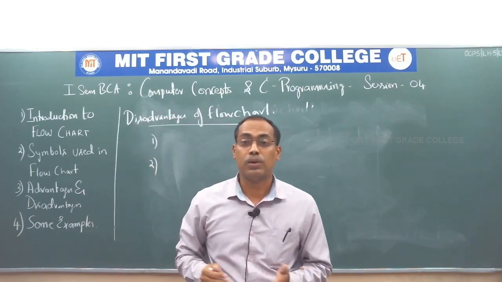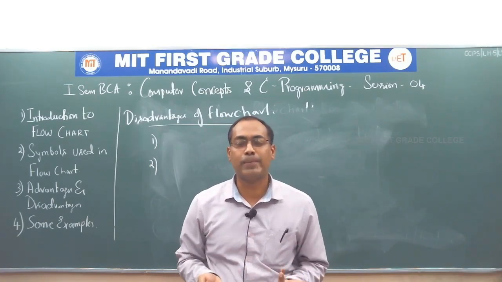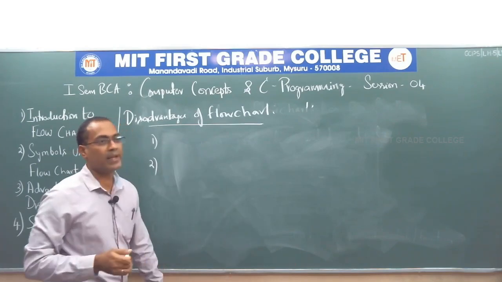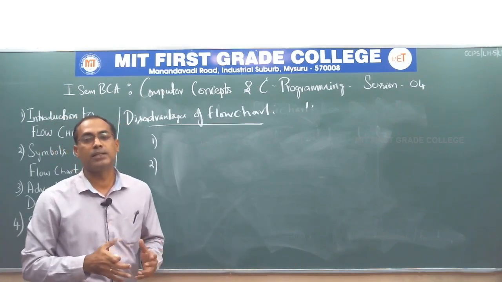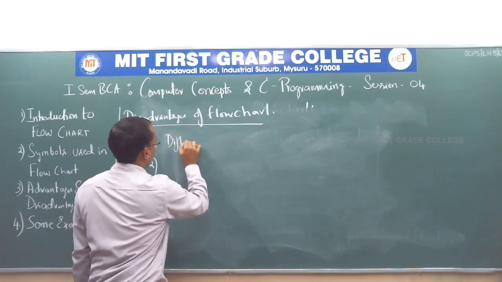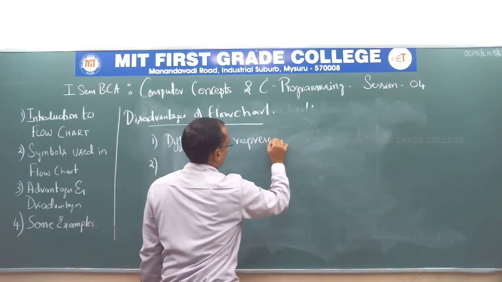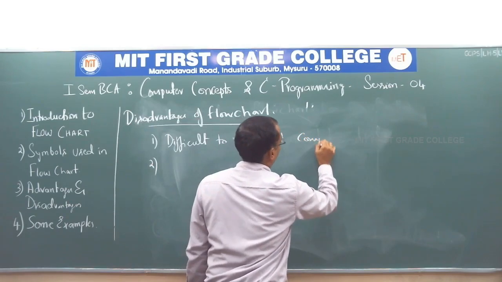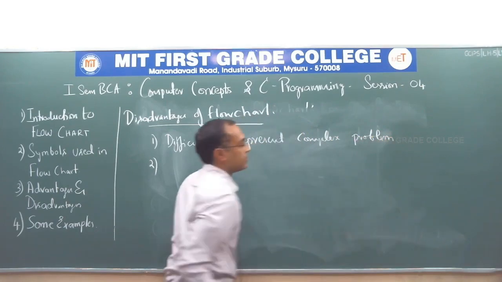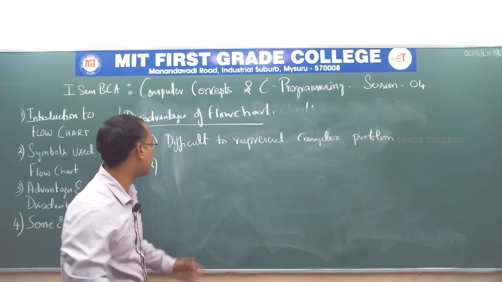So students, now we can see a good number of advantages of using flowchart. What might be the disadvantages? The very first disadvantage is that if you are representing a complex problem using a flowchart, it is very difficult. So it is difficult to represent a complex problem. Using the symbols, it will be very difficult for you to represent a complex problem or a logic.